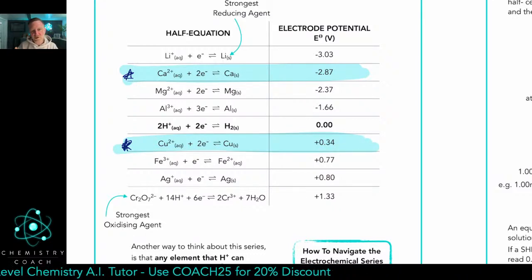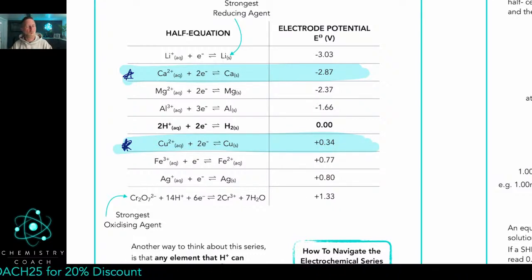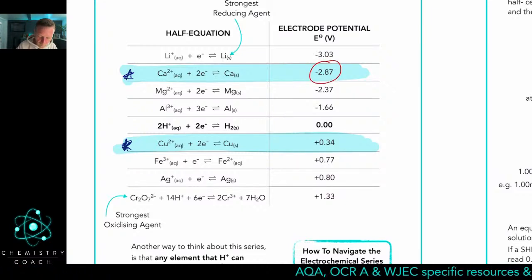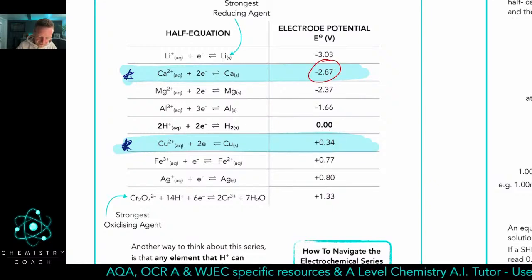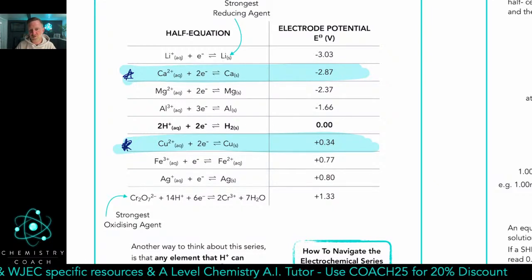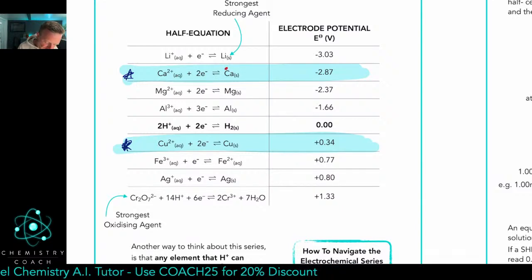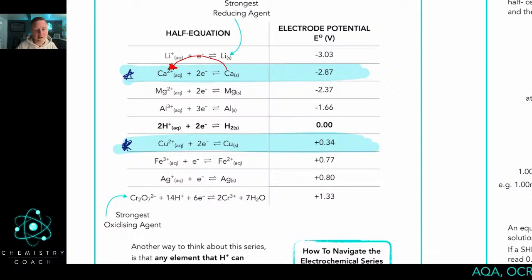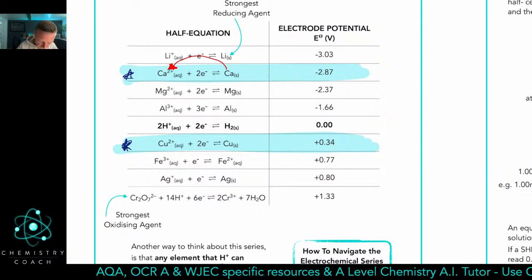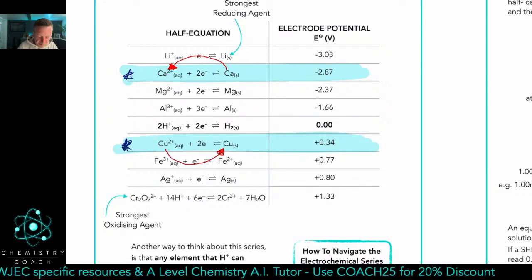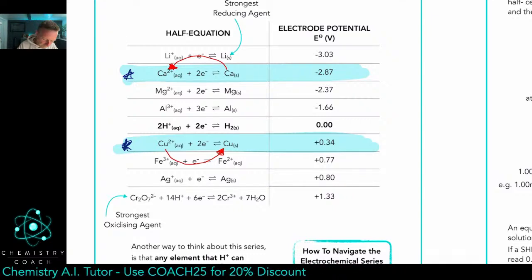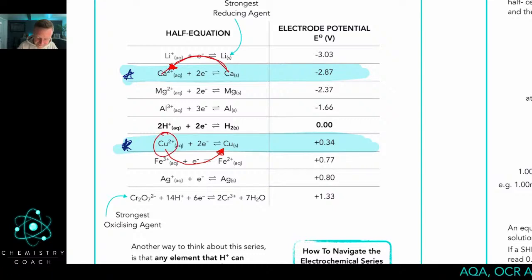If they ask you what's going to happen in the electrochemical cell when these two things react together, well, the anti-clockwise rule states that if you put the most negative one on top, which we've got, minus 2.87 is more negative than plus 0.34, of course. What's going to happen is the calcium, the strongest reducing agent, is going to be oxidized to Ca2+. So it goes from right to left. The one underneath, the most positive one, goes from Cu2+ to Cu. It gets reduced itself. So our reducing agent reduces the Cu2+, and our oxidizing agent oxidizes the Ca.